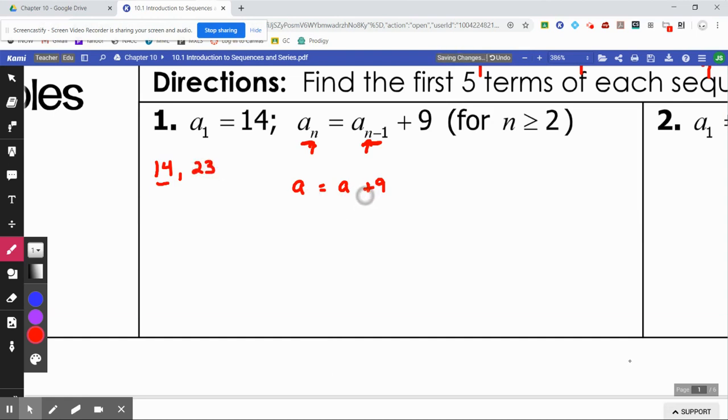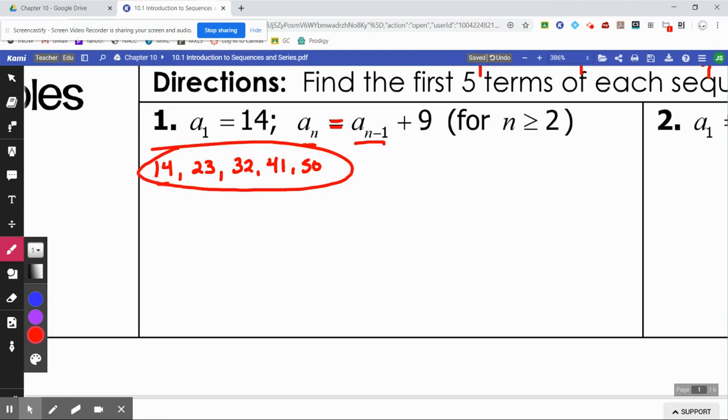A of 3, if n was 3, would be a of 2 plus 9. So we're going to add 9 to that, that would be 32. How do I find a of 4? You would find a of n minus 1, which would be a of 3 plus 9. So this simply means each term in the sequence is equal to the term before it plus 9. So 41, 50, and we could go on and on from there, but that's the first 5 terms in the sequence.